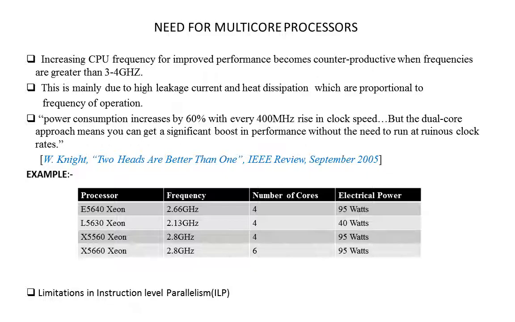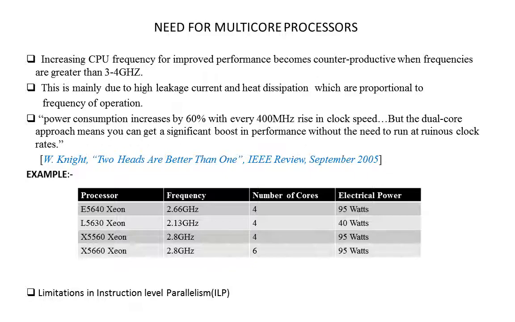Let me provide an example to illustrate this behavior. From the table, we can see that the X5660 has the same electrical power as that of X5560, but it will have 50% more computing power. This is due to the two additional cores the X5660 has. Another reason to shift to multi-core processors is the limitations of instruction-level parallelism. It includes the control dependencies, data dependencies, and the long latency of cache misses.